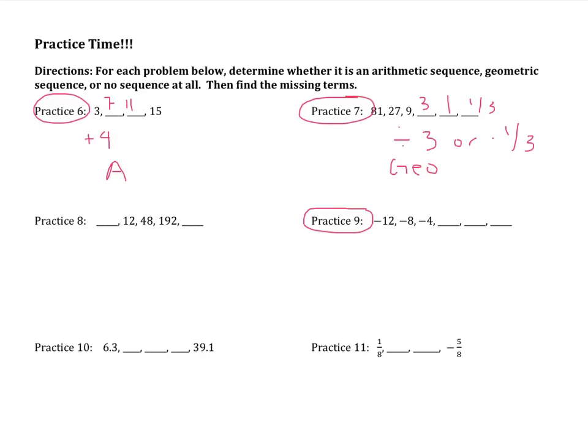And on practice 9, you should have gotten that you were adding a fourth. It's arithmetic. And our numbers should have been 0, 4, and 8.